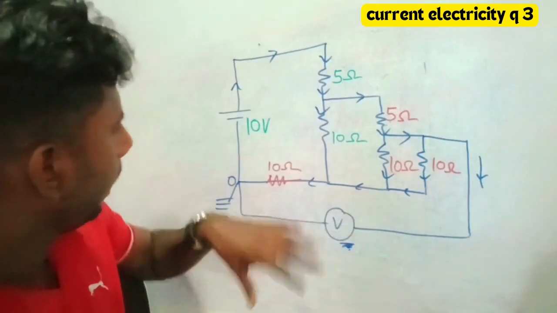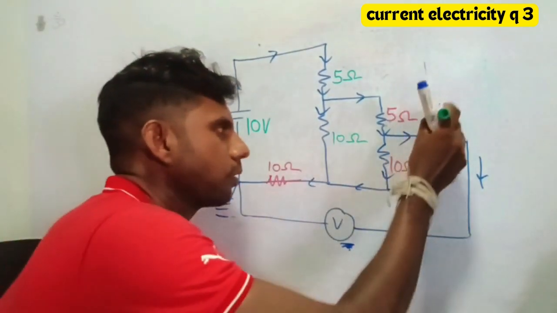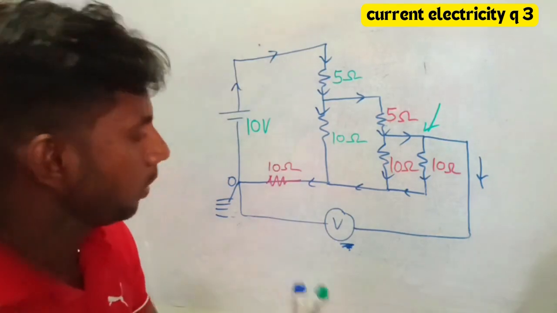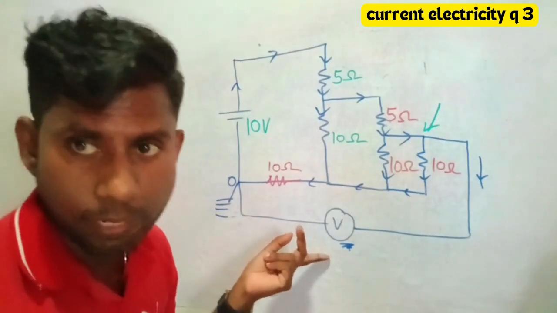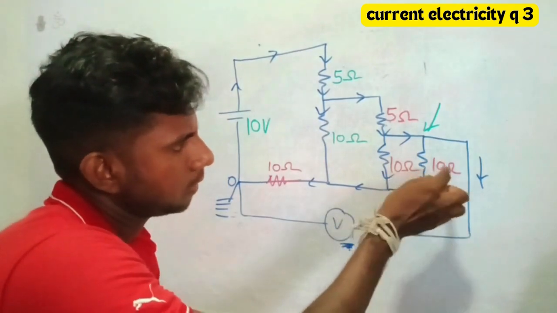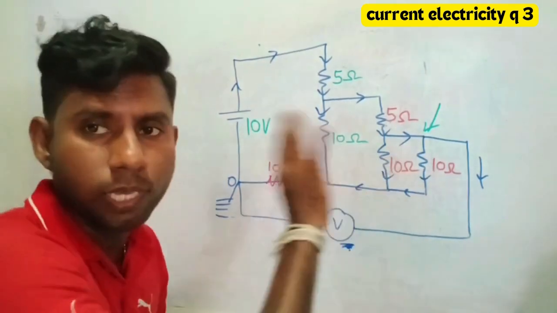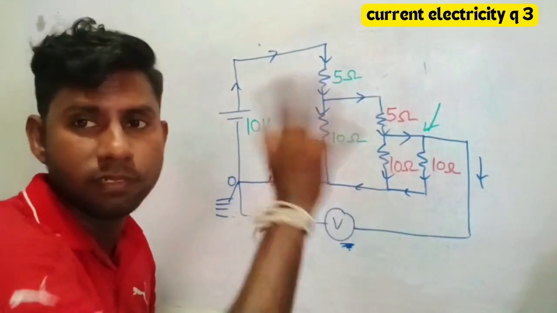So what I am doing again, in the very same method, I need to find the potential at this point. If I have the potential at that point, because I have the potential at this point, then that difference is the voltmeter reading. The free end is this. These 10 ohms I can easily add.